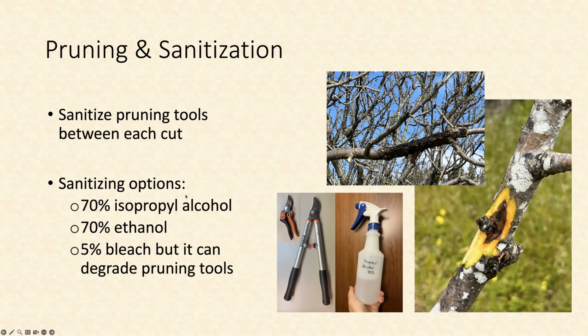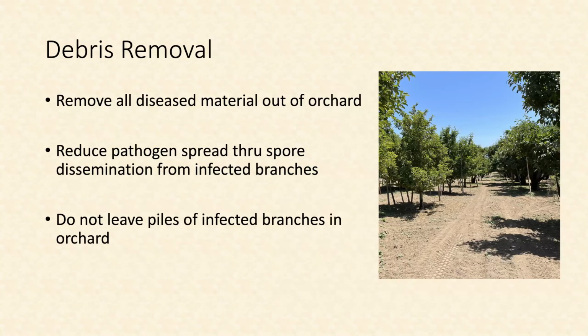You can have a couple different options for how you do that. I recommend 70% isopropyl alcohol, like you see here. This is just what I use when I'm pruning, and I want to make sure I'm not transmitting any diseases. You also have these other options too. Just be aware that bleach can degrade your pruning tools.